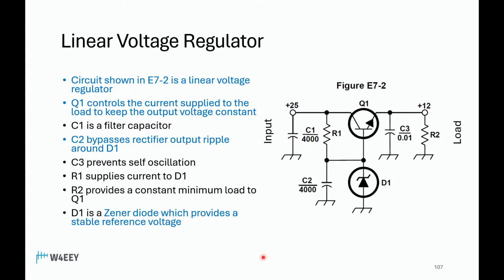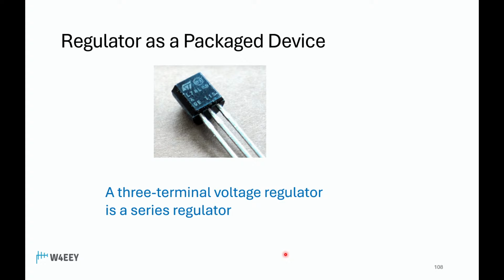Now, you can kind of see it has 3 terminals: an input, output, and ground. Remember we talked about 3-terminal devices last week? Well, a regulator can be packaged that way. So all of this electronics can be put in one little package. So this is a 3-terminal voltage regulator, which is a series regulator. Of course, you couldn't run a transceiver from this, but you could provide a very low level of stable voltage out of it.